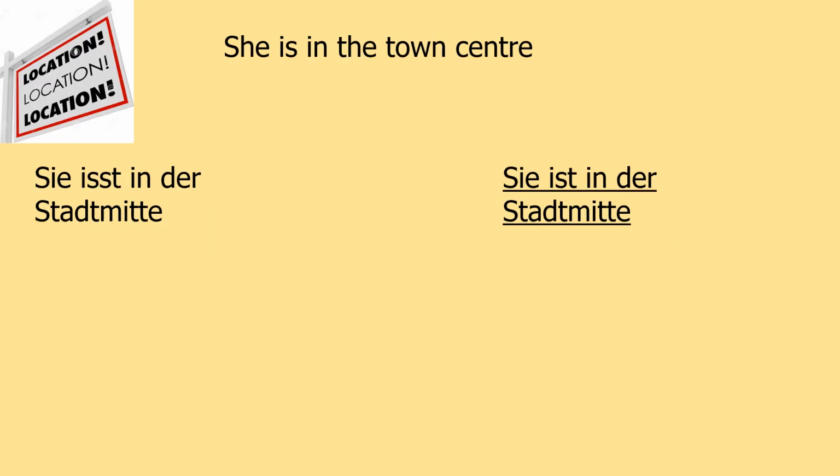Okay, so she is in the town centre. Now, this is obviously very important when you come to your writing. In your speaking exam, you're not going to hear the difference whether in your head you said sie ist in der Stadtmitte with 2s or sie ist in der Stadtmitte with 1s. But I want you to think about the difference in terms of the meaning and the message you're bringing across. That is all down to this little extra s.